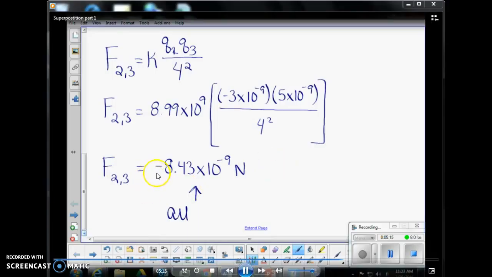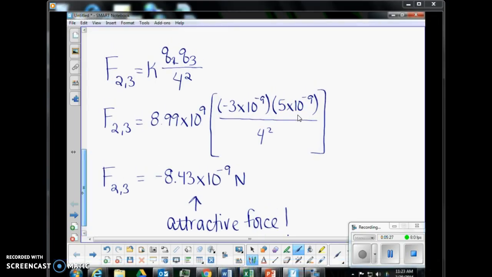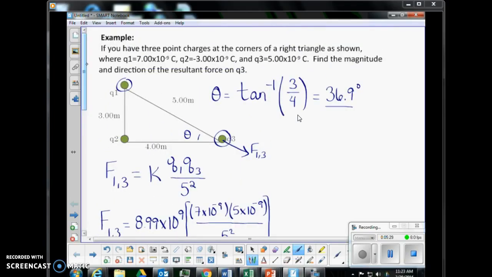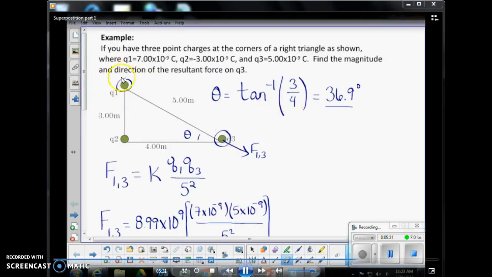That negative tells me that this is an attractive force. I have a negative charge and a positive charge. Opposites are going to attract, so that means that particle number 2 is attracted to particle number 3. The first force is repulsive, so the force between particle 1 and particle 3 is actually pushing Q3 away. But 2 is attracting Q3, so you're going to have a force that's pointing to the left, toward particle number 2. So your free body diagram is going to look something like this.